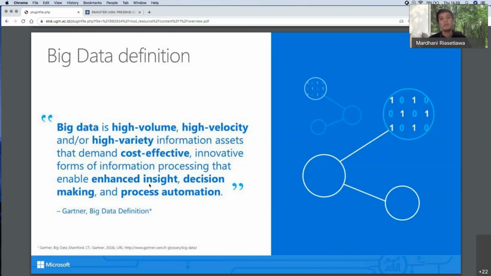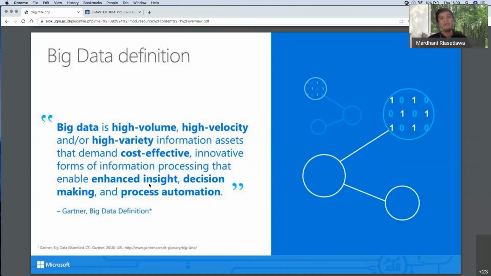It means there will be zero error, no mistake, and the most important thing is it's precise. The result will be the same as our expectation. So that is the good thing about big data. Once again, the big data definition is not just a collection of data, but now shifting into enhanced insight, decision making, and process automation.